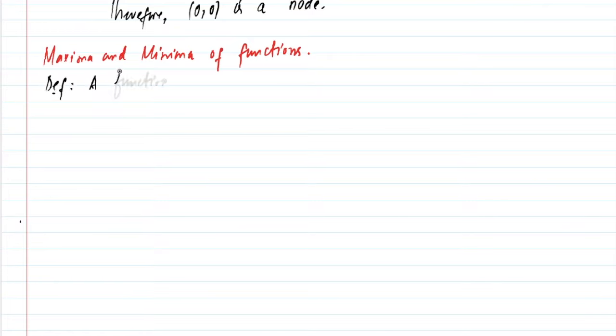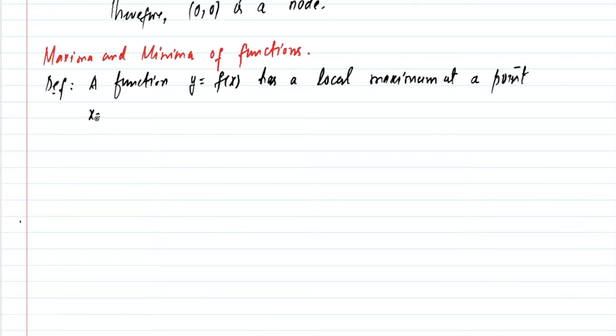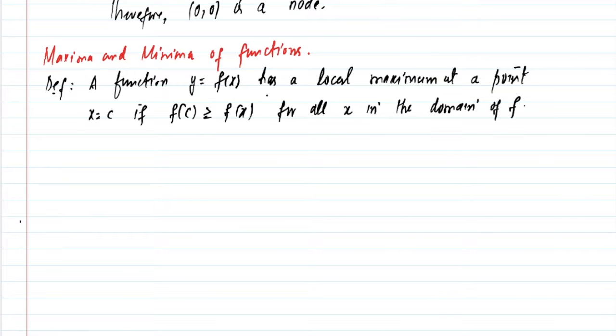A function y equal to f of x has a local maximum at a point, suppose x equal to some point c, if f of c is greater than or equal to f of x for all x in the domain of f. So therefore this point c is a point of local maximum if this f of c is the largest value of f of x for all values of x in the domain of f.